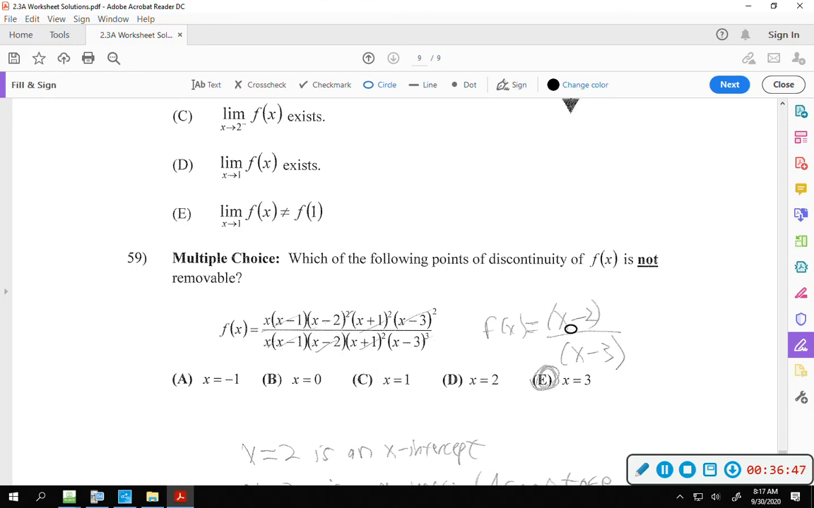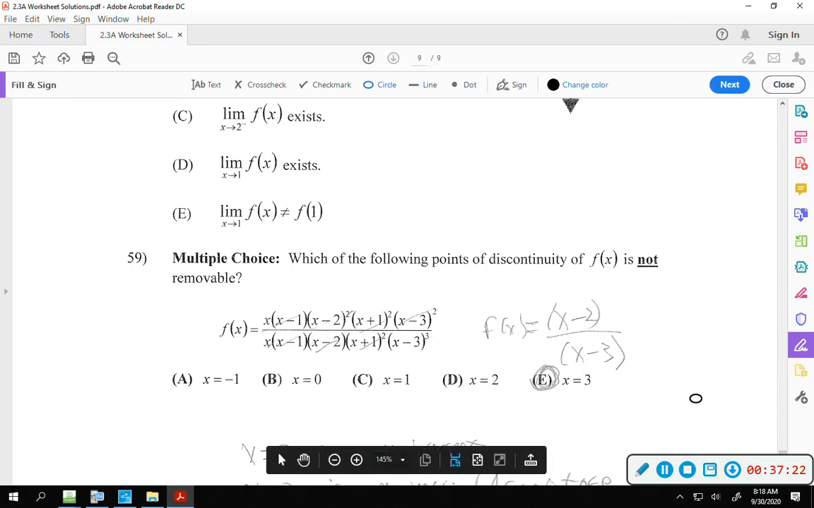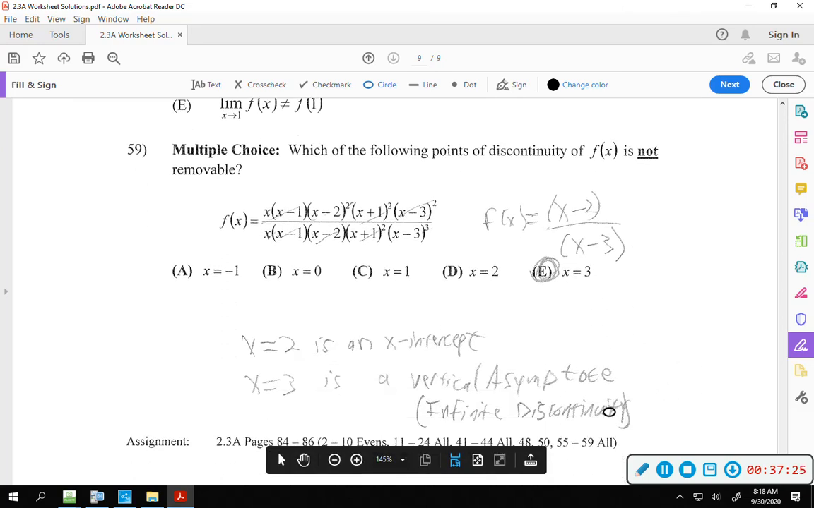If I cancel all of the repeated factors, these would be removable discontinuities. X equals 0 is removable because the factor that created this x equals 0 canceled in both the numerator and the denominator. X equals 1 is removable. All of the factors of x minus 1 canceled. This cancels. So we have a removable discontinuity. But at x equals 3, it is not removable. At x equals 3, we have a vertical asymptote. And that's an infinite discontinuity.